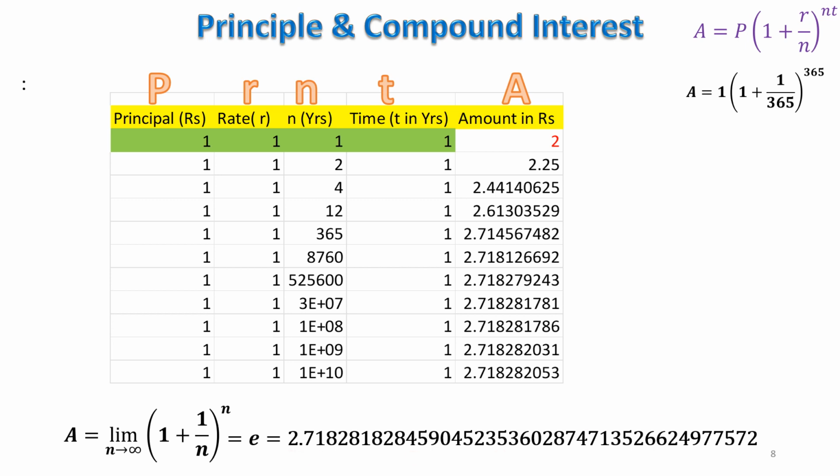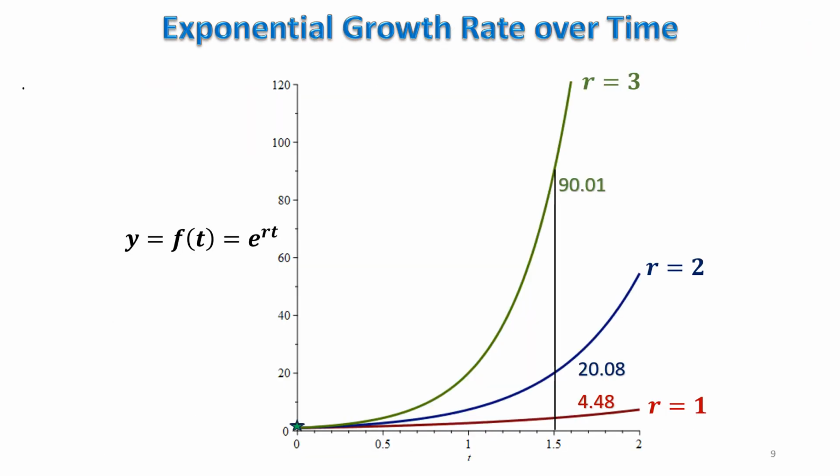The question is, what is the role of growth rate and time period? Will this exponential still help us? The growth rate after continuous compounding is given by e to the power rt. So here you can see on y-axis we have f of t equal to e to the power rt, where r represents the rate and t represents the number of time periods.